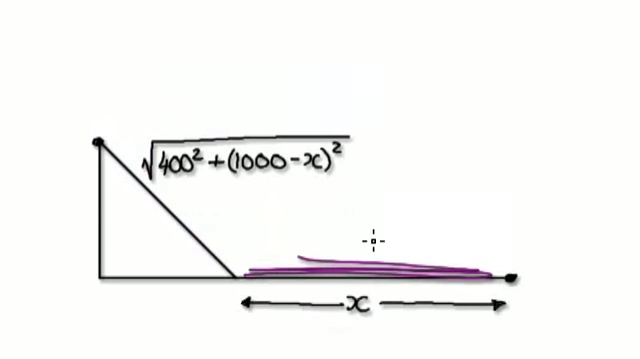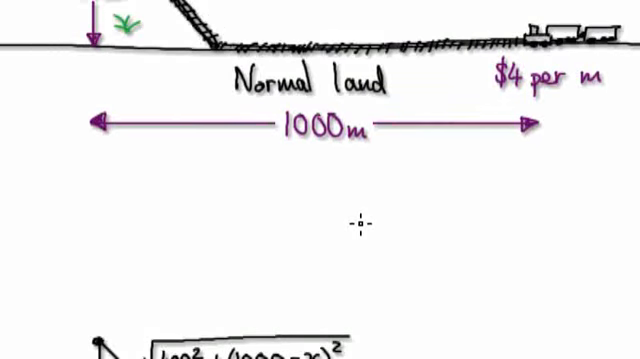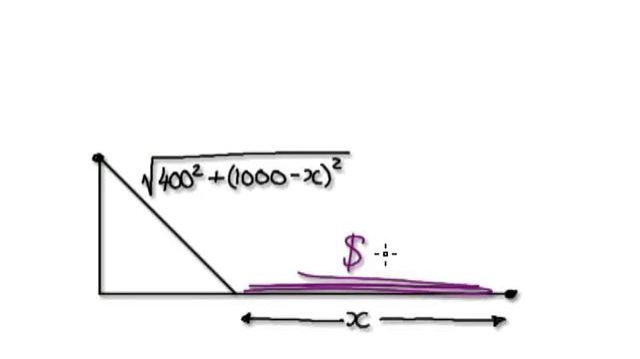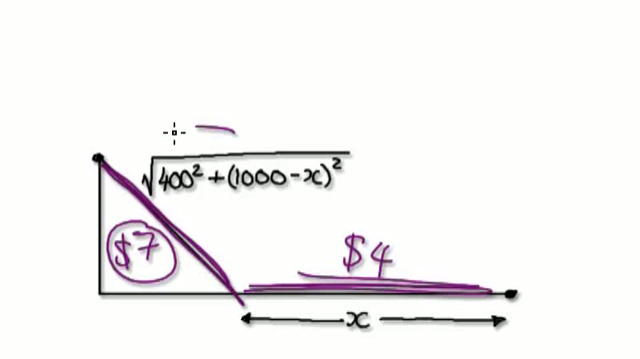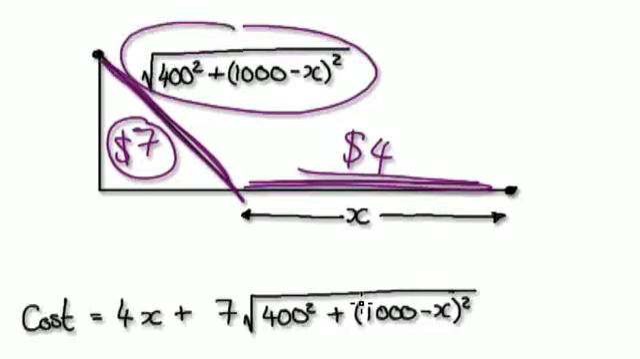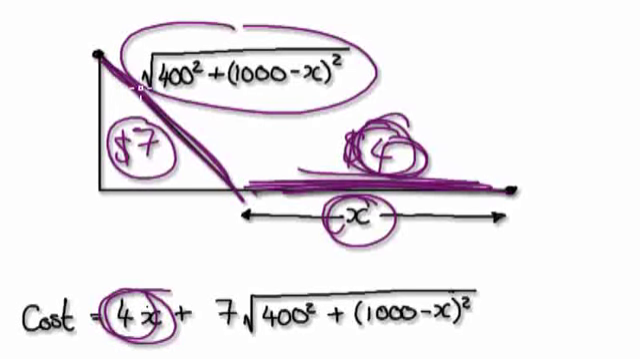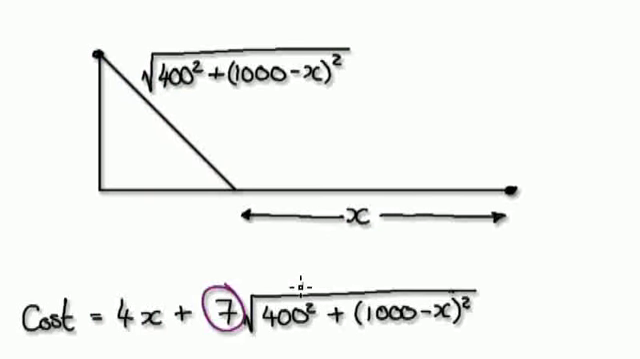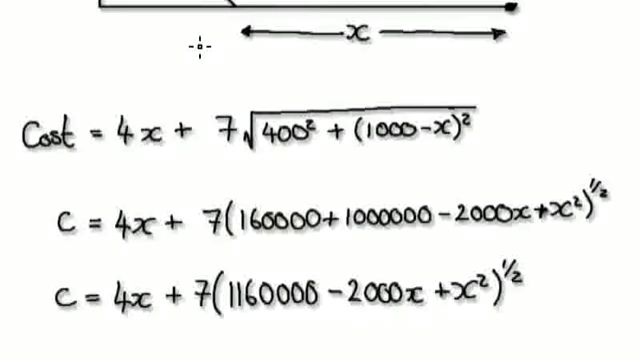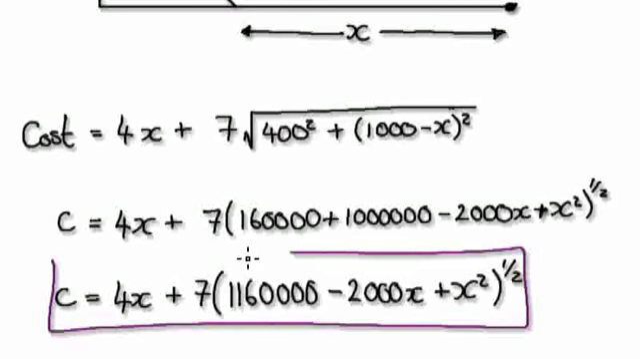Remember, how much did it cost? $4 to build across normal land, and across here it costs $7. So you've got to get 7 times this. At $4 per meter, the cost along here will be 4x. The cost along here will be 7 times that thing there. So this is our cost, and then tidy it up, and the cost comes to this. So now you've got in a way a graph of C versus x.